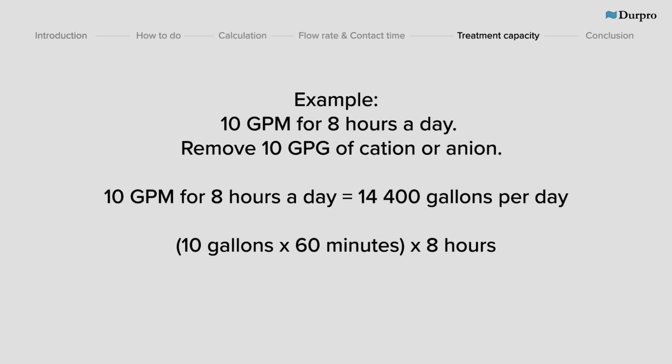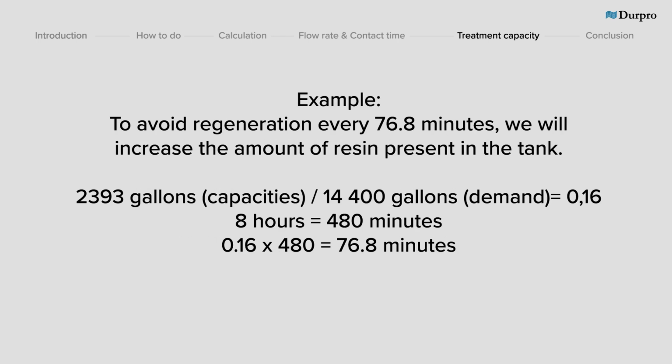By reusing the examples used above, here's a brief scenario. After previously testing your water and defining your treated water needs, you have the following requirements. 10 gallons per minute for 8 hours a day. You need to remove 10 grains per gallon of cation or anion. At 10 gallons per minute for 8 hours a day, that equates to 4,800 gallons of water per day. To avoid regeneration every 76.8 minutes, we will increase the amount of resin present in the tank.